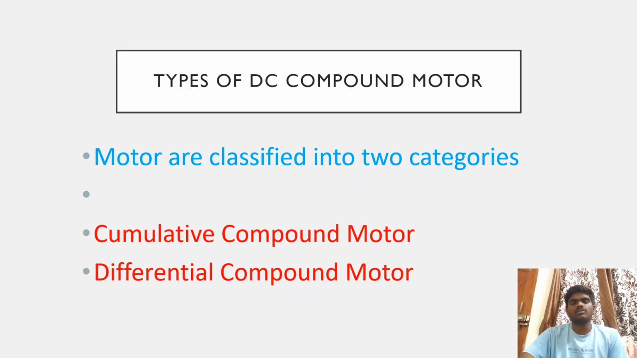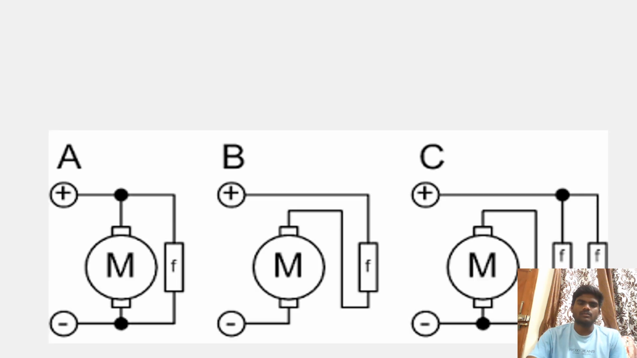And the types of DC compound motors. DC compound motors are classified into two categories, that is cumulative compound motor and differential compound motor. So these are the two types of DC compound motors, and these are the figures of the two types.